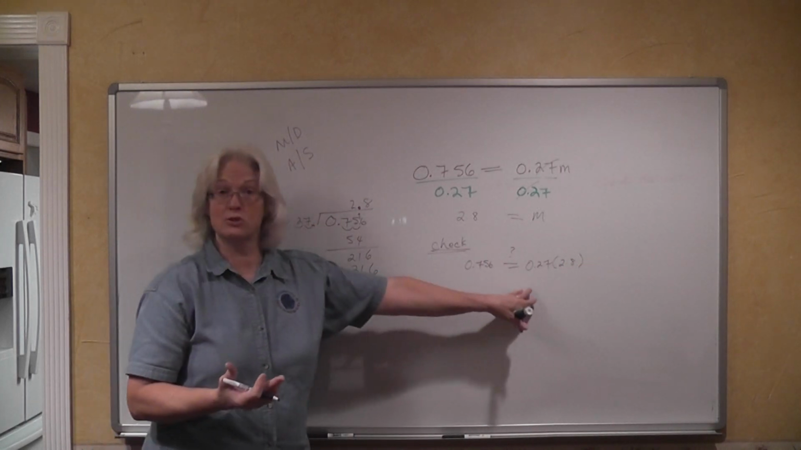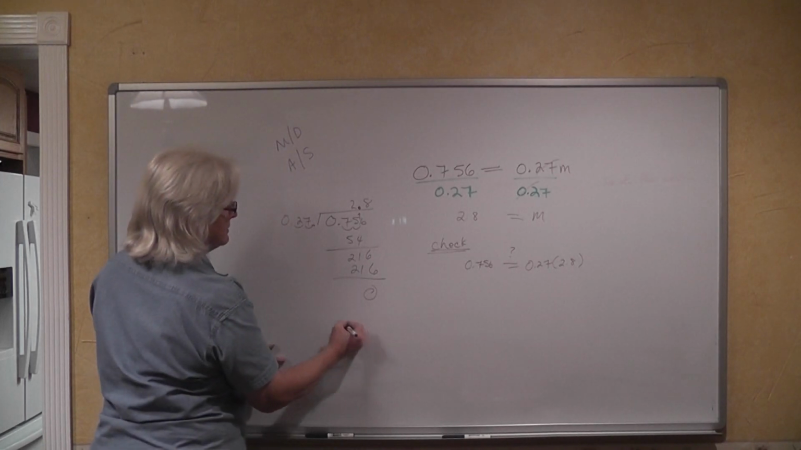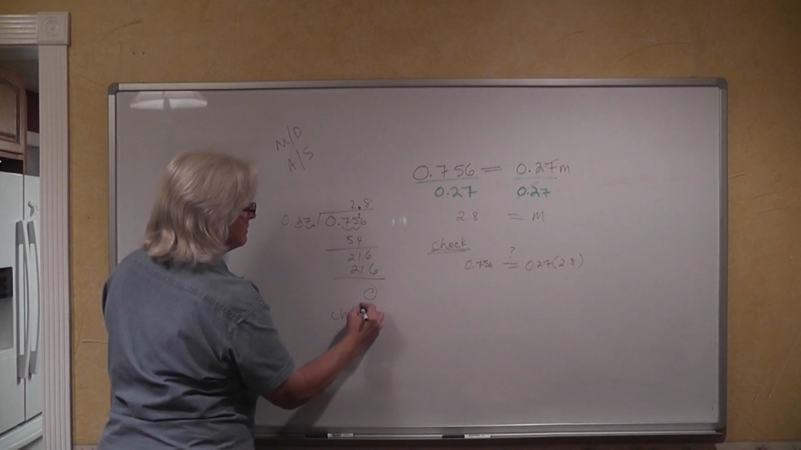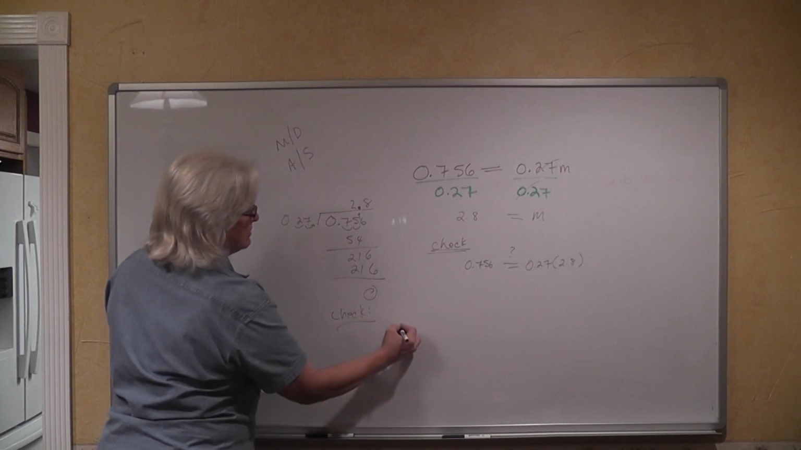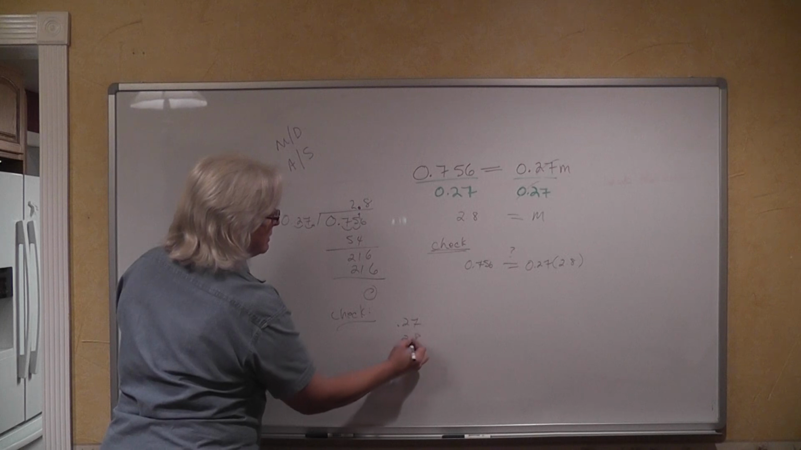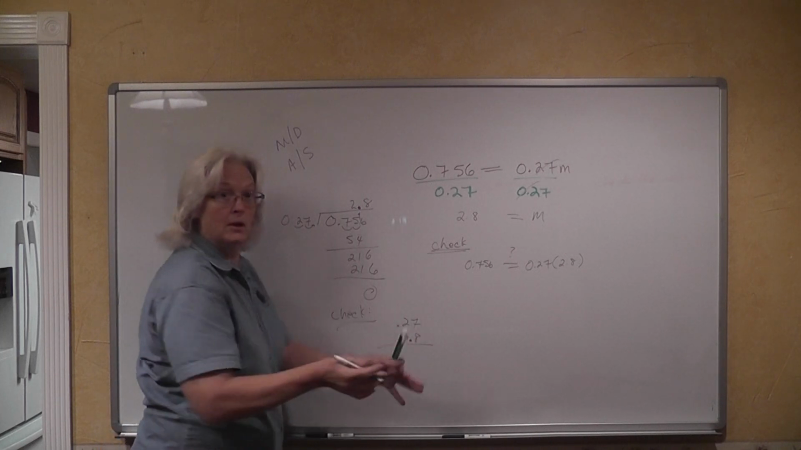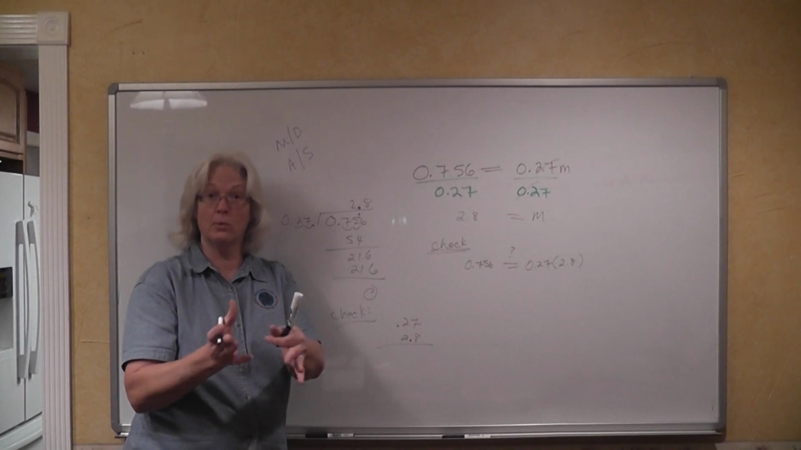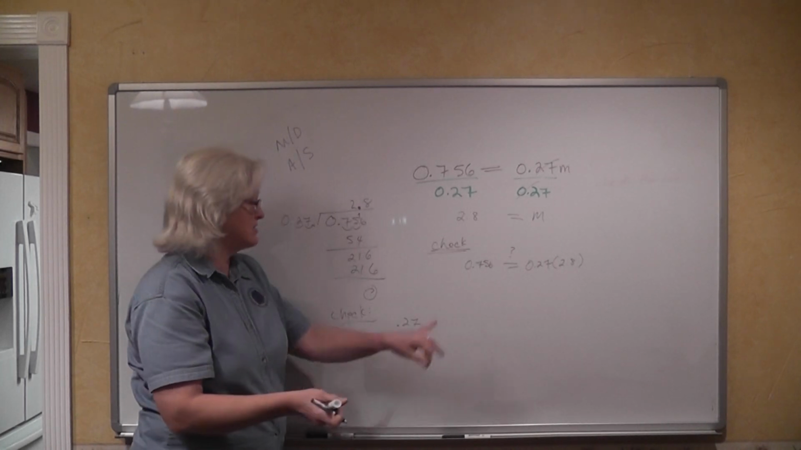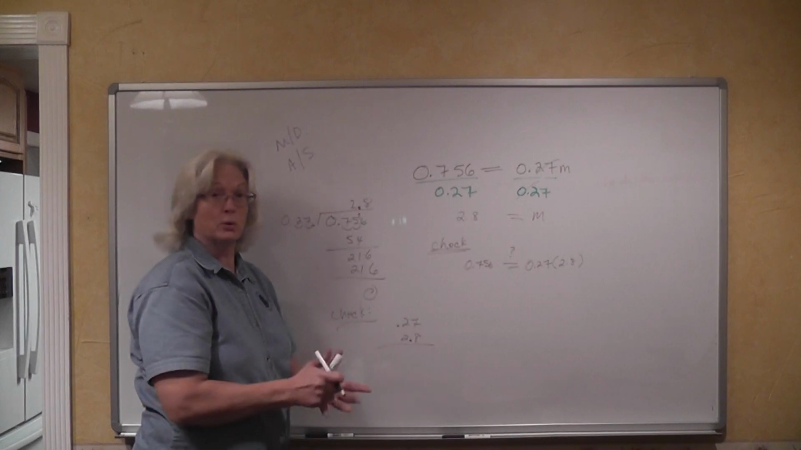You're going to practice your decimal multiplication. You have our check over here. You have 0.27 times 2.8. How do you do that multiplication? When you have those decimal numbers, well, you multiply it just as though the decimal points were not there.